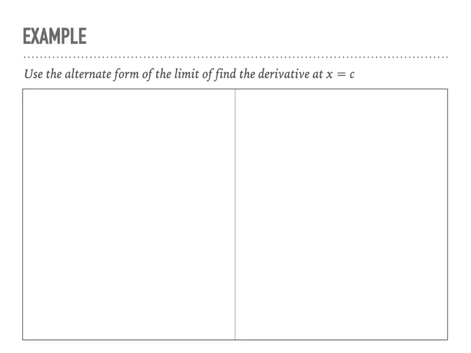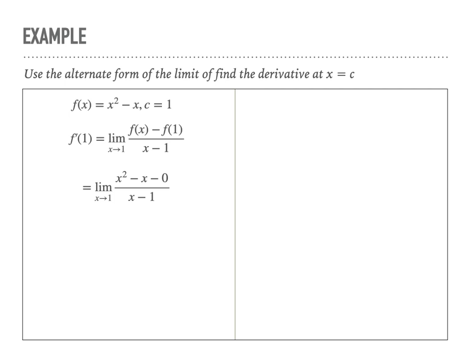First up, we have the function f of x equals x squared minus x, evaluated at c equals 1. And we're basically finding f prime of 1. And we can use the alternate definition of the derivative to do so. And then we can substitute x squared minus x for f of x, and f of 1 is 0. And then we can factor the numerator in order to simplify the limit. And then we can cancel out the x minus 1s from both the numerator and denominator, and the limit as x approaches 1 of x is simply 1.